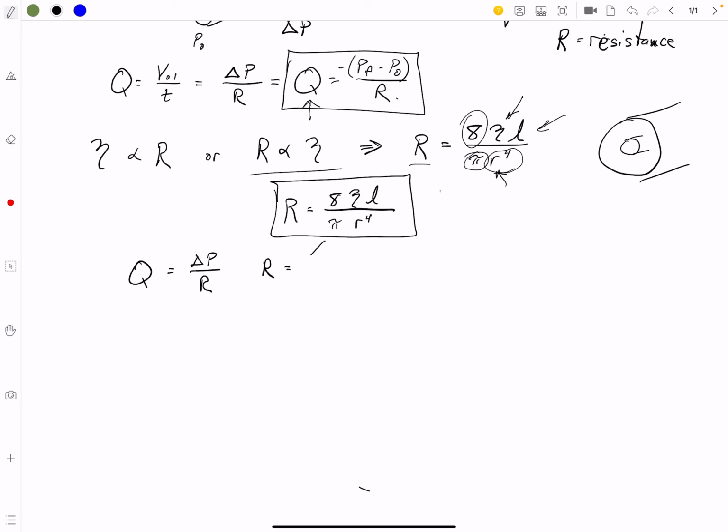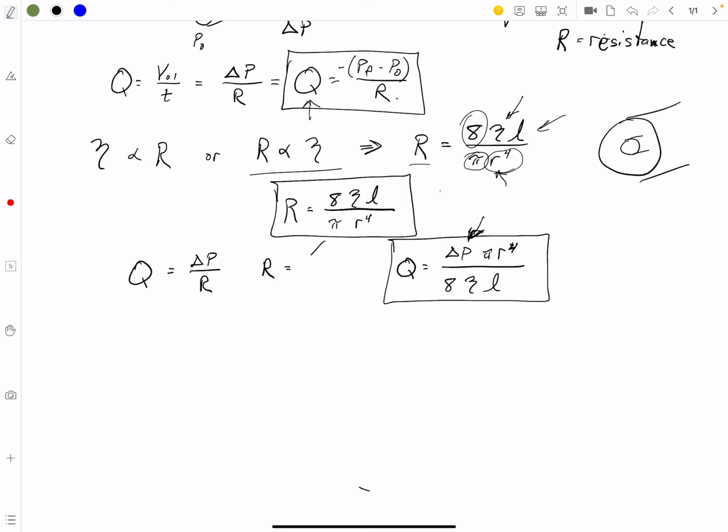We'll combine them, and we'll get that Q is equal to our delta P, pi, that's to the fourth, our radius of our pipe to the fourth, times 8 times eta times our length. And that, my friends, is the end, because this right here is driving our flow rate, okay?